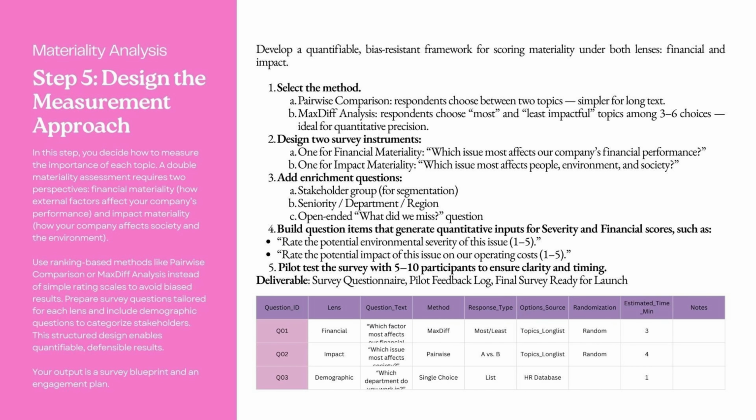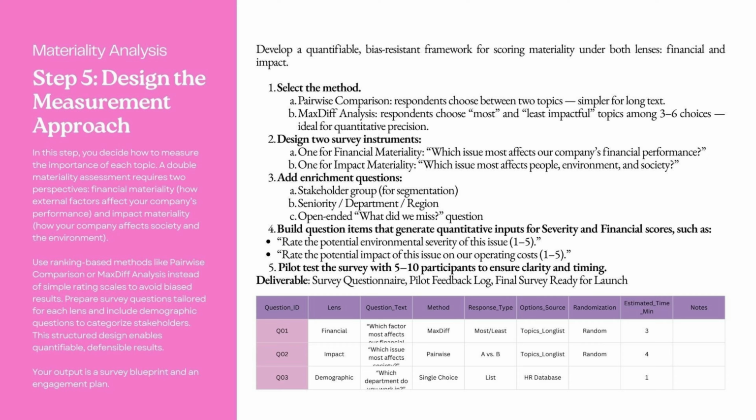At this stage, a quantifiable and bias-resistant framework is developed to score materiality under both lenses, financial materiality and impact materiality. The first decision is to select the scoring method. One option is pairwise comparison, where respondents choose between two topics at a time.